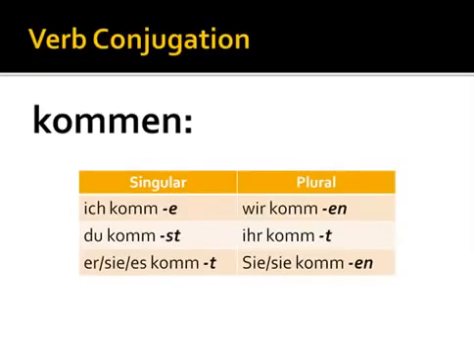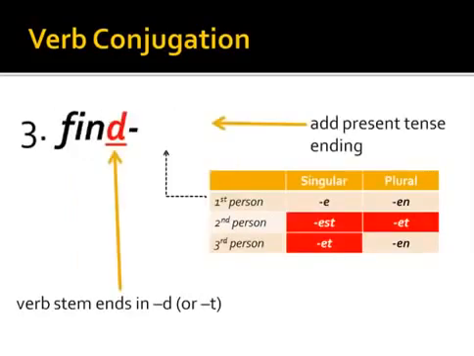Now, of course, in German, there are always exceptions, as in any language. Let's take a look at two of those at the present moment. Now, I have the verb stem find here. And the infinitive form is finden, which means to find. You'll notice that the verb stem ends in a D. Now, that's sort of problematic if I have a third-person singular ending that ends in a T.